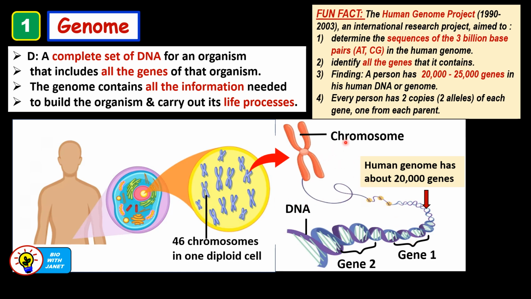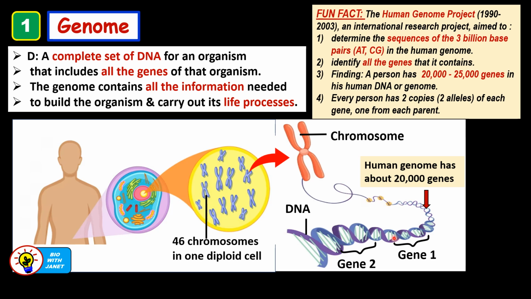Now, the fun fact is that the Human Genome Project was started in 1990, and it was carried on until 2003. It was an international research project that worked to determine the sequences of the 3 billion base pairs, as seen here, A with T, C with G in the human genome, and to identify all the genes that are contained in the DNA, right? So the finding is that a person has about 20,000 to 25,000 genes in his DNA.